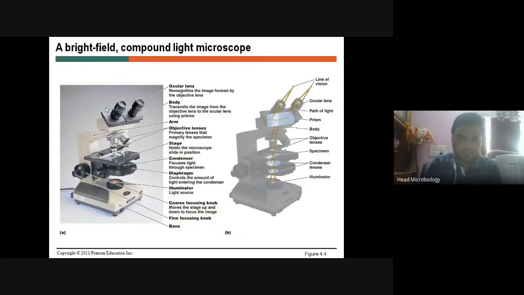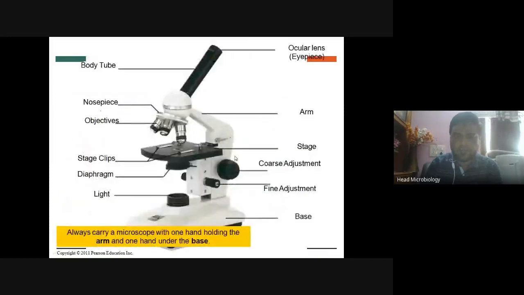This is the arm, by which you are supposed to hold the microscope. Whenever you carry the microscope, with one hand you hold the arm, and with the other hand you keep the base of the microscope. This is the base of the microscope. Most preferably the left hand should take the base, and the right hand should hold the arm. This is how you are supposed to handle the microscope. So this is the arm, and this is the nose piece.